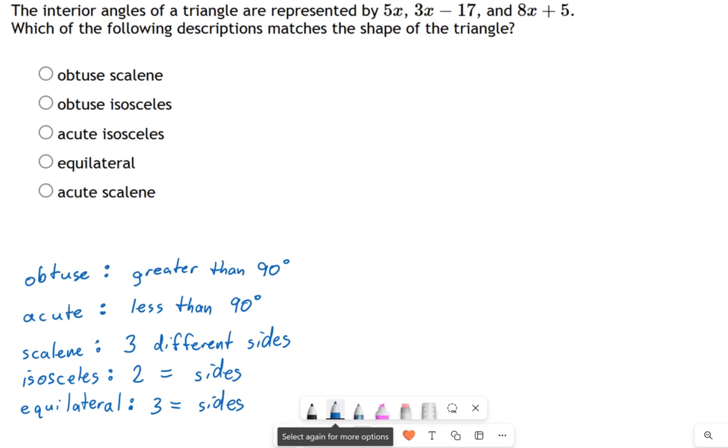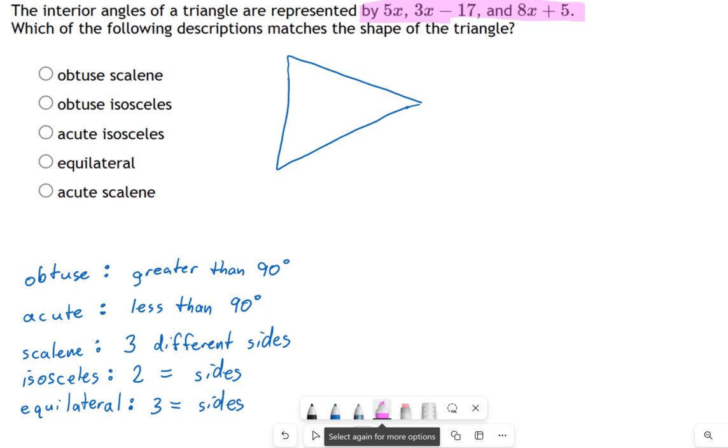So with those, let's draw a triangle, and I have no idea what type of triangle I'm really looking at here. So I'm just going to draw a generic looking triangle and take these angles right here and put those into my triangle. I'm just going to literally put them in like this: 5x, and this one here is 3x minus 17, and this one over here is 8x plus 5. I'm a big believer in drawing pictures to make more sense of things.